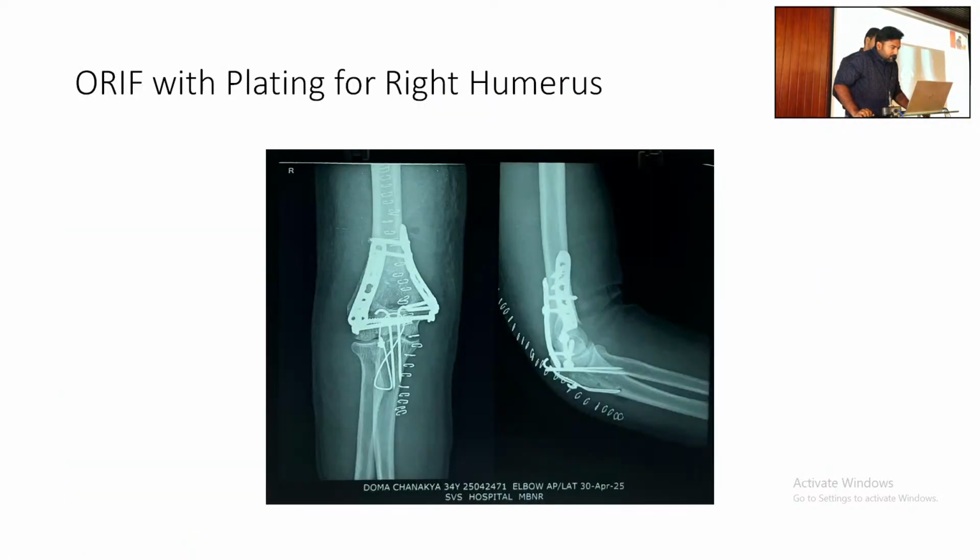We have done open reduction, internal fixation with plating for right humerus, one on the medial side and another on the posterior lateral aspect of the humerus. And also we have done olecranon osteotomy, for which we have done tension band wiring, and immediately after the surgery we have started mobilizing the patient.